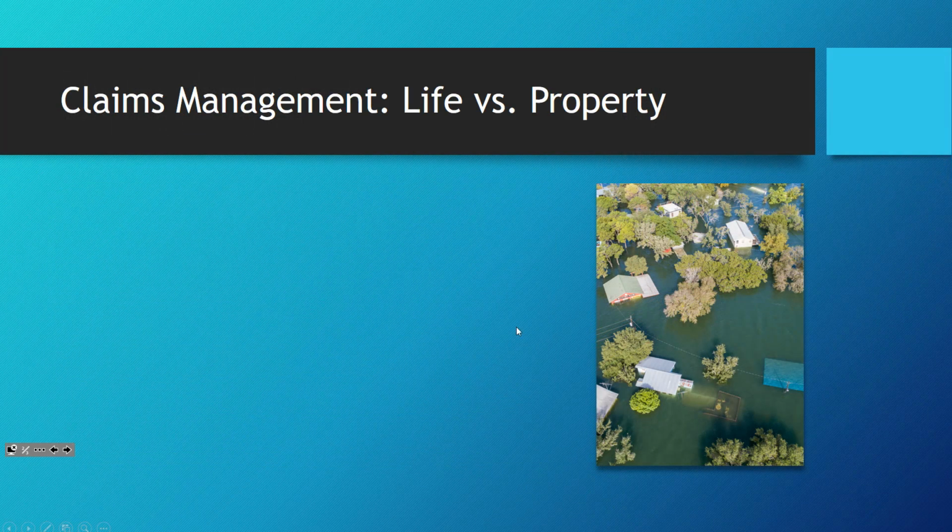Let's look at the difference between life and property insurance claims. First of all, life insurance claims, as I said before, are pretty easy. It's the underwriting side of life insurance that's complex. But the claim side of life insurance is basically producing a death certificate on the insured. And there's not any partial losses or usually any question about whether or not the insured is alive.